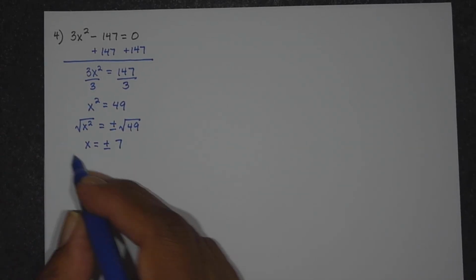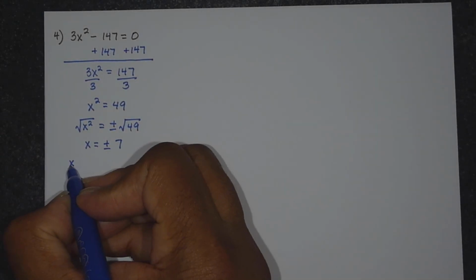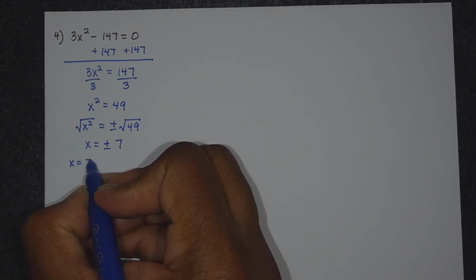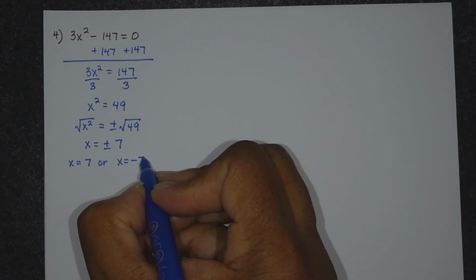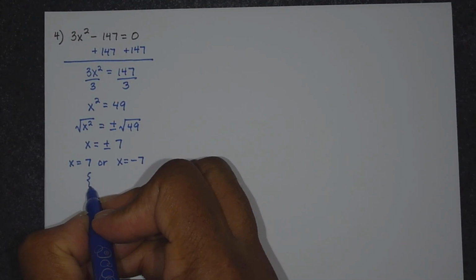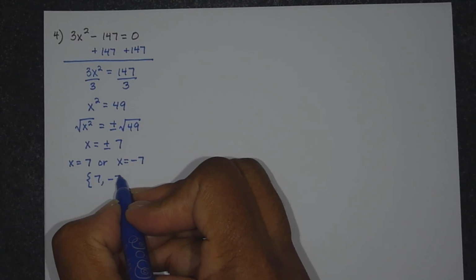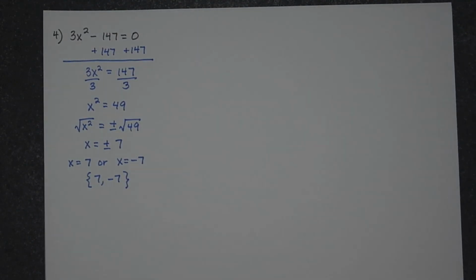Now you can leave it like this if you want to, or you could write it as two separate answers. x equals 7, or x is equal to negative 7. And this is also acceptable as well. All right, any questions about problem number 4?